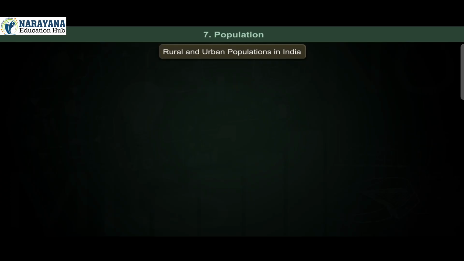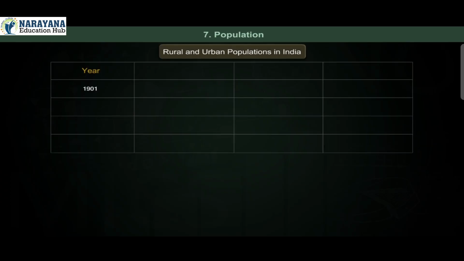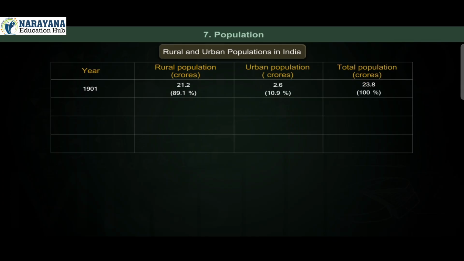Rural and urban population in India. In year 1901, rural population is 21.2 crores, that is 89.1%. Urban population is 2.6 crores, that is 10.9%. Total population is 23.8 crores, that is 100%. In year 1951, rural population is 29.9 crores, that is 82.8%. Urban population 6.2 crores, that is 17.2%. Total population is 36.1 crores, that is 100%.